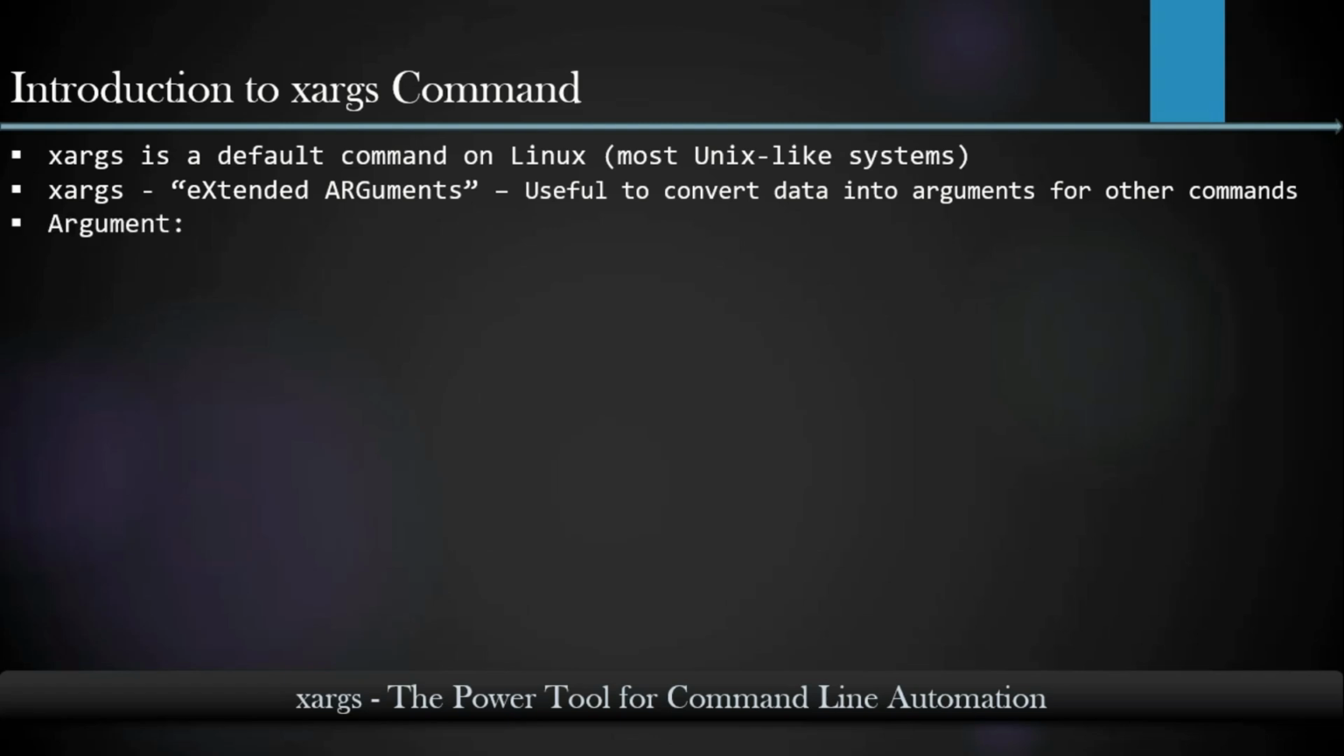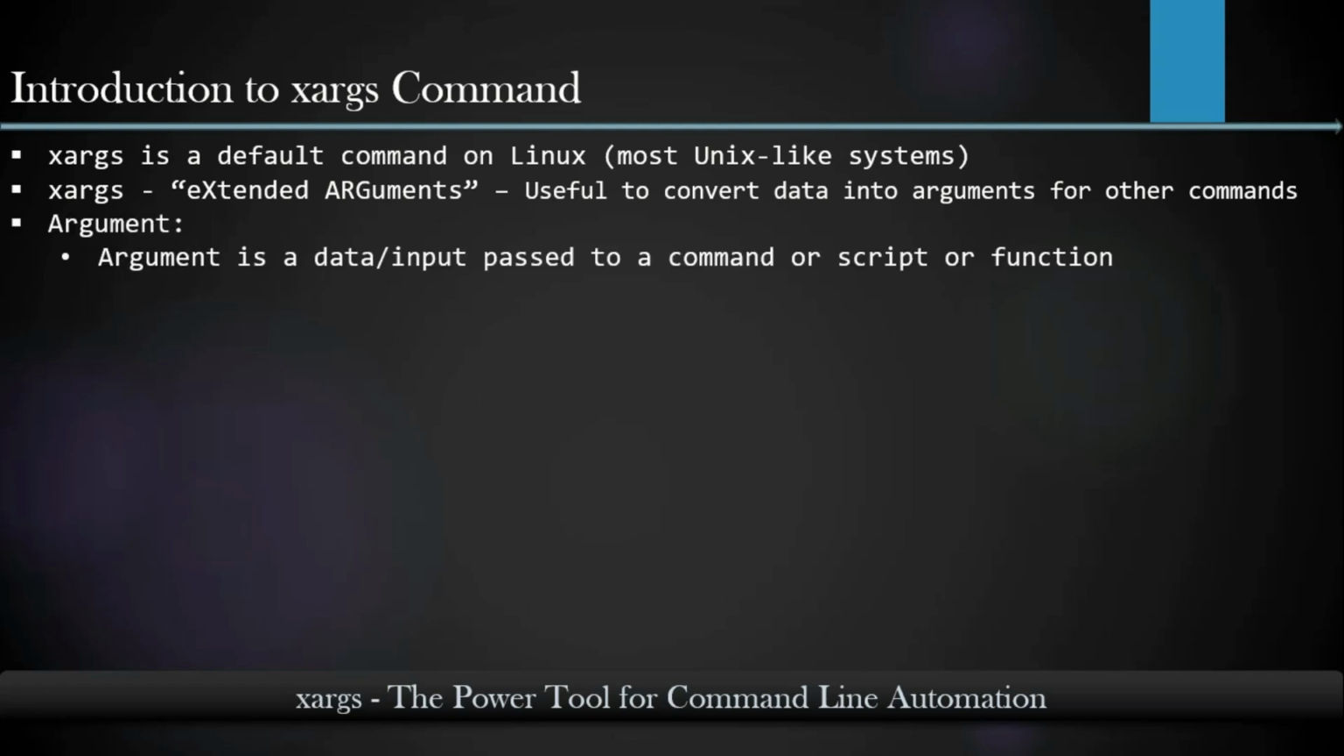Then, what is an argument? See, an argument is data or input passed to a command or script or function. Let me give some simple examples to understand about this argument for a command. See here, suppose we have the mkdir command. For that we are passing input or data as ABC so that it is going to create an ABC directory. So here for this mkdir command, ABC is called an argument.